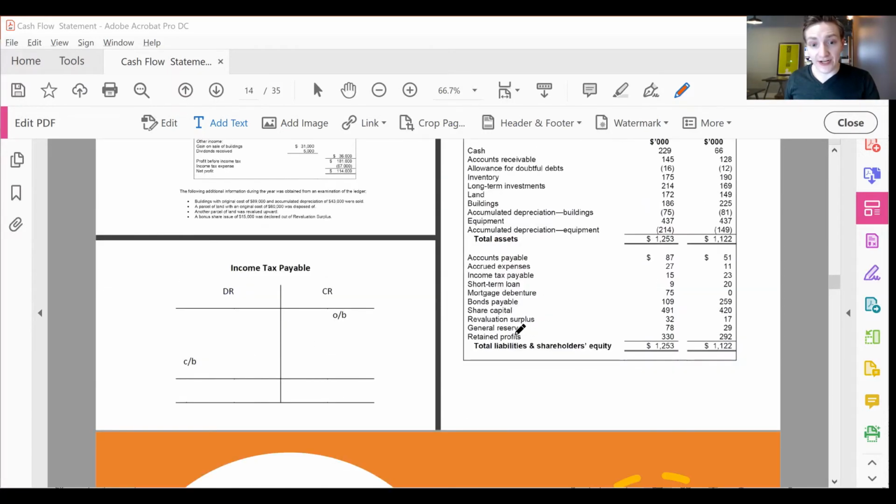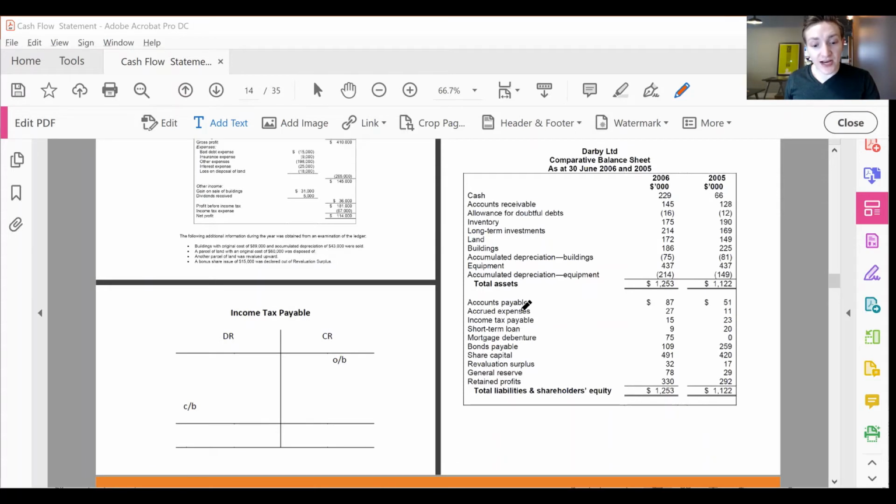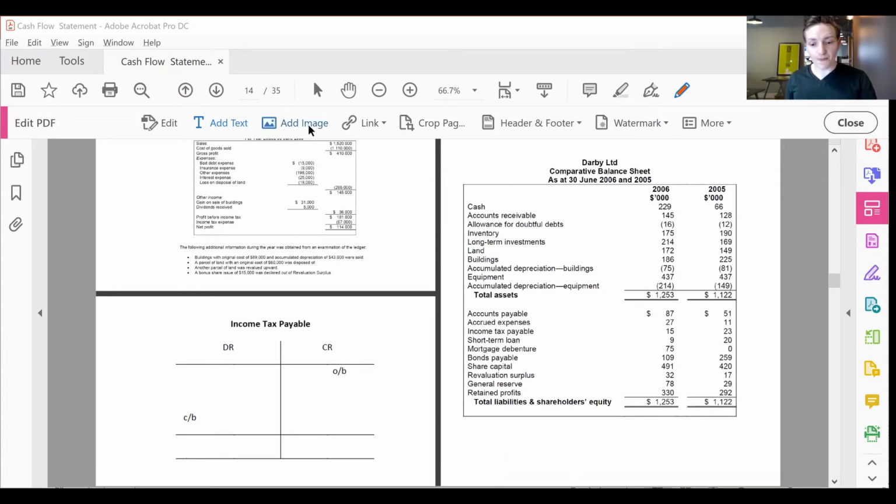We can then also look at income tax. Now, the income tax payable here, again, is in our balance sheet. We start off with an opening balance and a closing balance at the end. So our opening balance here in terms of income tax payable is 23. Our closing balance is 15. Now, we need to think about when it will increase and when it will decrease. Well, the income tax payable increases when we have an income tax expense, but it decreases when we pay off some of that income tax. So let's start constructing it. It starts at 23 and then it ends at 15.